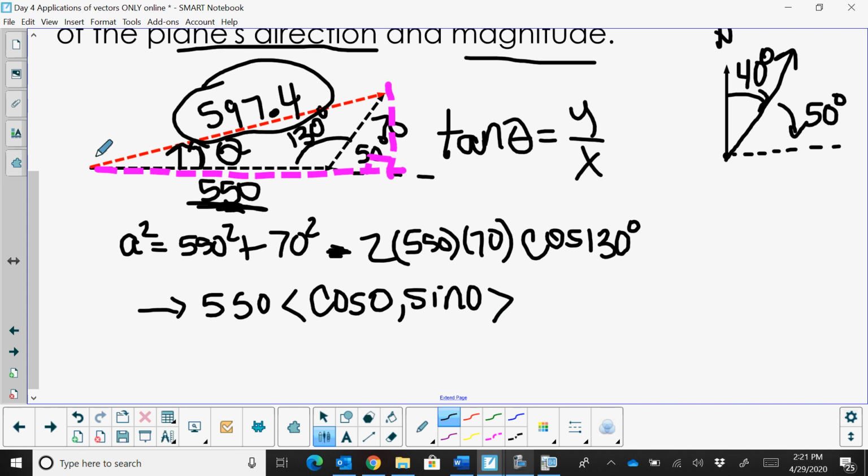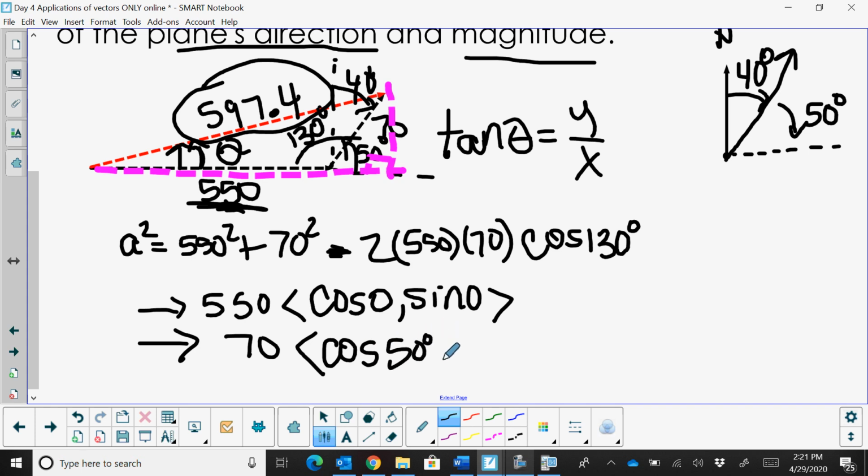That represents 550 times this vector. Now, the other vector is my wind. That's 70 miles an hour. Now, you have to be careful here. Yes, we were given the fact that the bearing is 40 degrees, but we have to use the angle as if we're looking at the unit circle. So we've got to use the cosine of 50 and sine of 50. So what I'm doing is I'm actually creating the right triangle at this point.